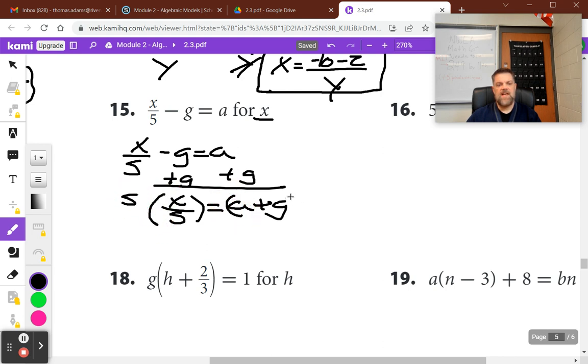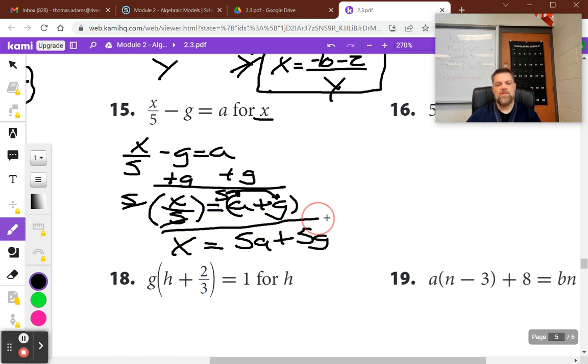Whatever I do on one side, I have to do to the other. These 5s will cancel, and I get x equals 5 times the quantity. And see, for this, I'm going to multiply that through. What's 5 times a? 5a. What's 5 times g? 5g. And that's the answer for that one.